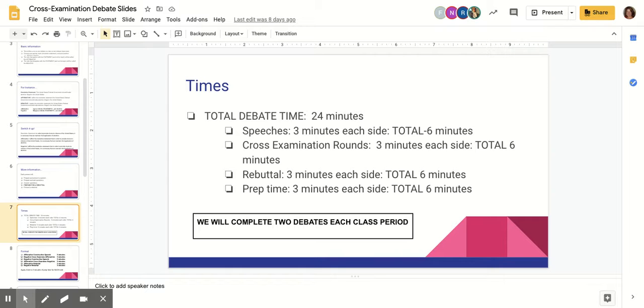They're short constructives. So if you think back to your current event speech, your current event speech was around 3 minutes long. So that gives you an idea of how long this constructive should be. The cross-examination rounds will be 3 minutes each side, so 6 minutes total. The rebuttal is also 3 minutes, and then you have 3 minutes of prep time. So this is a 3-3-3-3. Everything is 3 minutes. It's an easy way to remember.